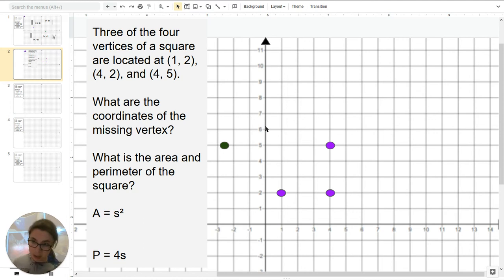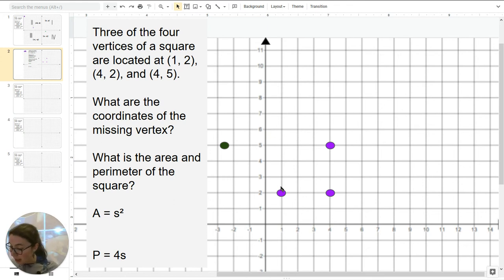What do we know about squares? Well, squares are pretty special. We know that they have 4 equal sides. All the sides are the same length, and the same goes for their corners, their vertices. All of the corners of a square are 90-degree angles. The sides and the angles are congruent, which means they are equal. Congruent means equal, the same. So, if we know those things about squares, we can figure out where our 4th coordinate point is.